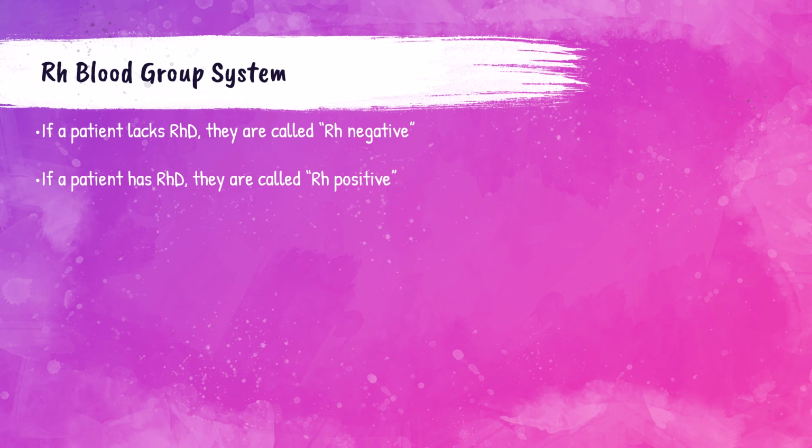Rh positive and Rh negative are used when referring to a patient's blood type. So for example, O positive or O negative, A positive, A negative, AB negative, AB positive, those kinds of things. So Rh positive indicates that a patient has the D antigen on their red blood cells. Rh negative indicates that a patient does not have the D antigen on their red blood cells.